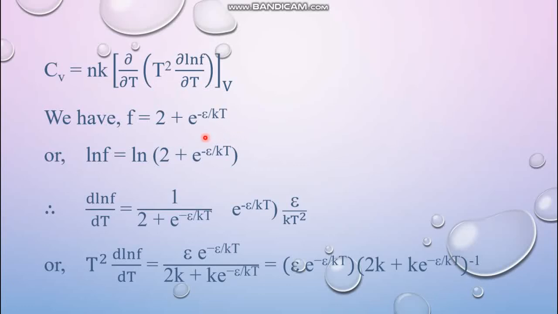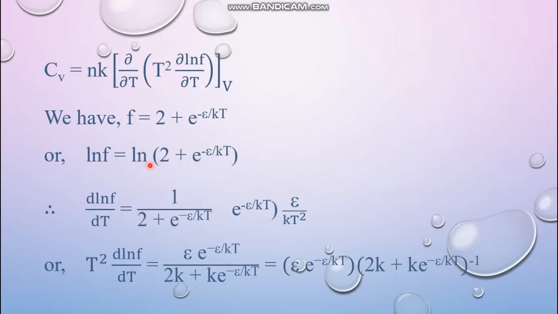So start from f, the expression of f for the particular case. The value of f is 2 plus the Boltzmann factor, that is e to the power minus epsilon by kT. So its natural log must be ln of 2 plus e to the power minus epsilon by kT, and its d ln f by dT value is the differentiation of this whole thing with respect to temperature.